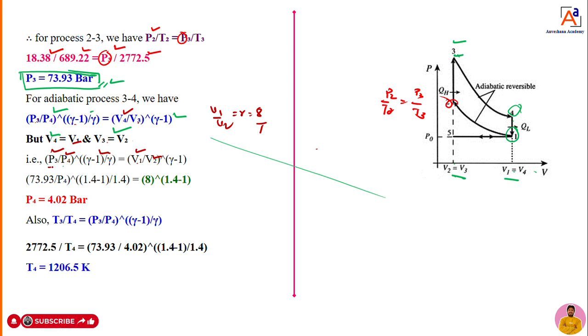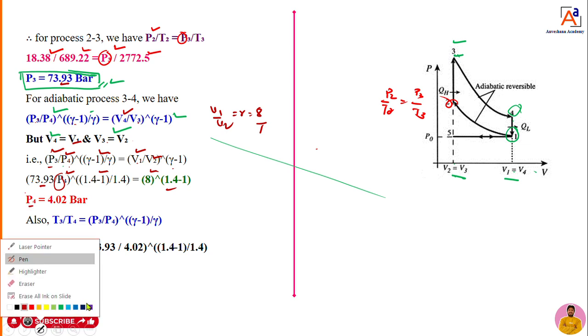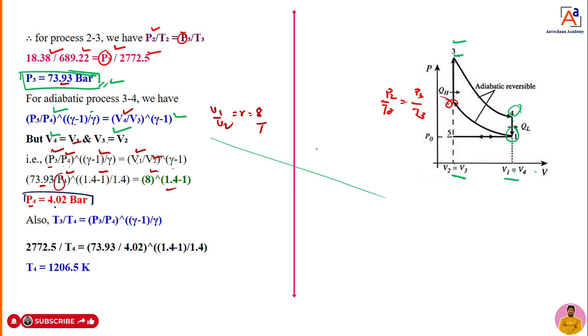That is fine. Now what is P3? I will substitute all values here. P3 you already calculated, substitute here. What is P4? P4 you don't know, keep it as it is. The other values you know already. Substitute V1 by V2, which is 8, and gamma, which you know, and do the simplification. The only unknown is P4. Calculate the P4 value. So the P4 value is 4.02 bar, dear students.